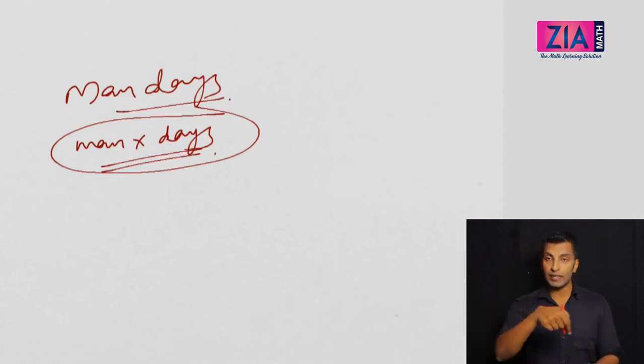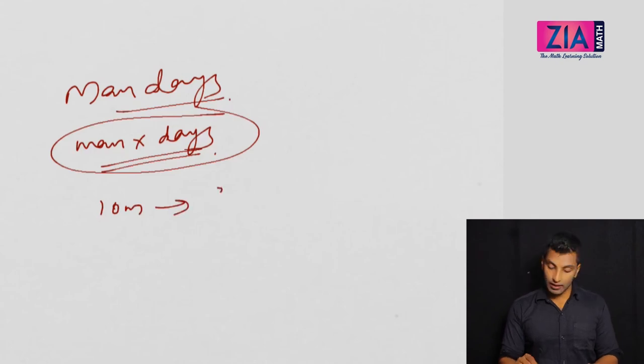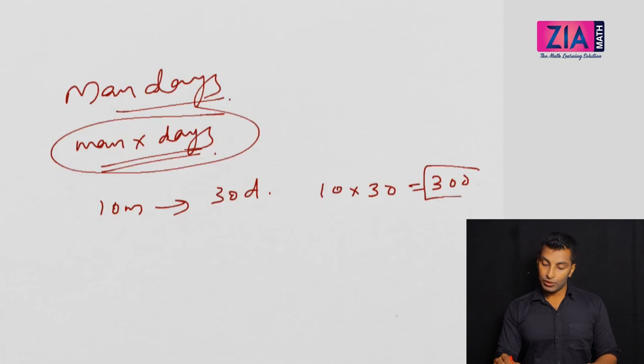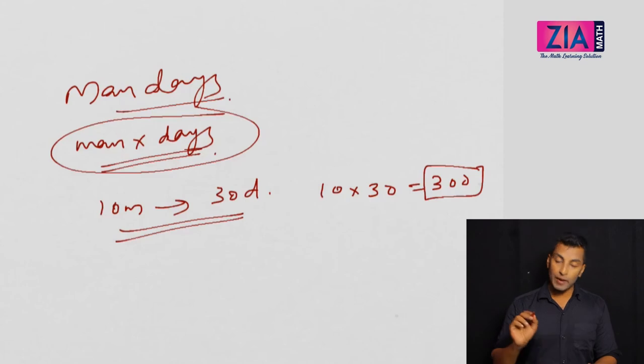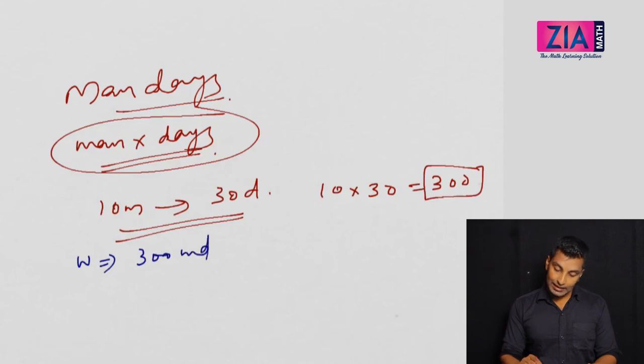So let's see in the given question, 10 men can finish in 30 days. So man days means men into days, multiply, that is 10 into 30. So what is that? 300. So if you have this information, 10 men can finish the work in 30 days, the idea is 300 man days are required to complete the work. To complete the given work, what you need? 300 man days are required.